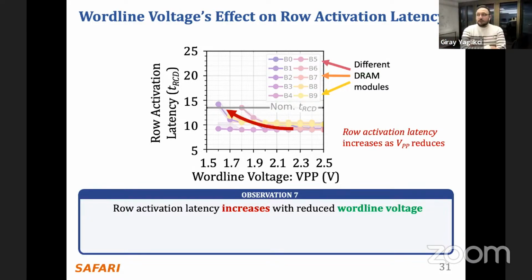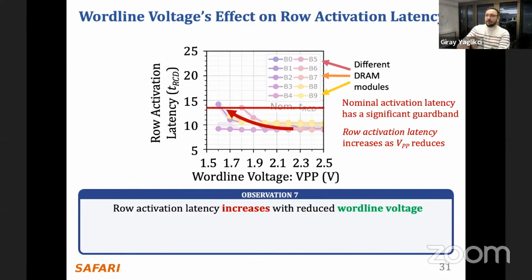And we observe that the row activation latency increases as wordline voltage reduces. And this is an artifact of making the channels weaker. But when we look at the nominal activation latency that is dictated by the specifications, we observe that this nominal latency is already quite large, actually. If you look at the value you observe at 2.5 volt, it's significantly smaller. It's around 10 nanoseconds, while the nominal activation latency is around 13.5 nanoseconds. So you already have this guard band.